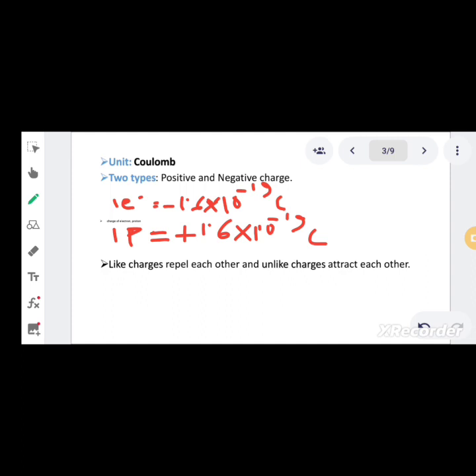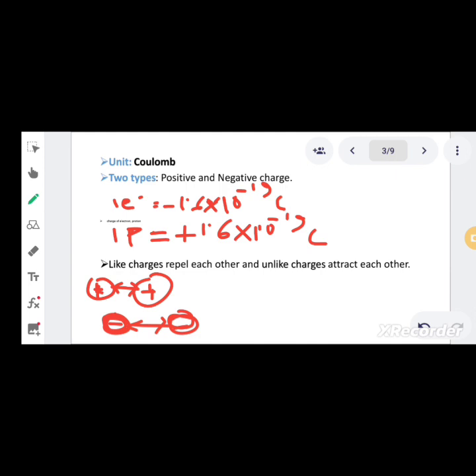Then we have a property of charges, that is like charges repel each other. That is, if we have two charges, positive and positive, or if we have two negative charges, then these two charges will repel each other. This will push away each other. Similarly in the case of negative and negative charges, this charge will try to push away this charge, and this charge will also try to push away this charge.